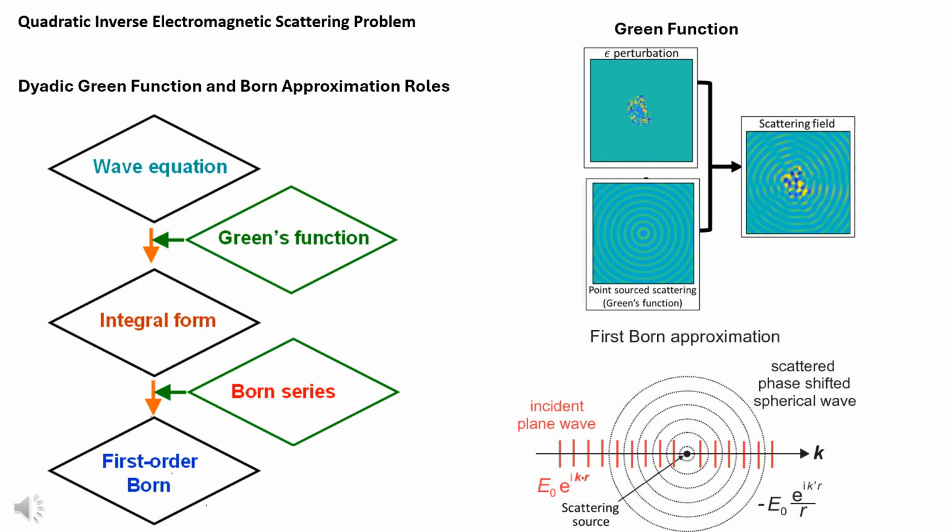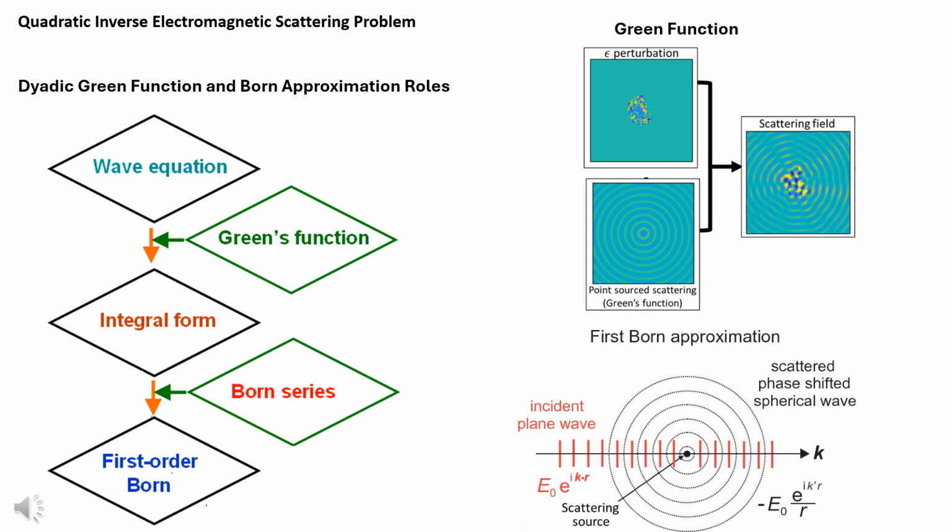In the left side, we see an incident plane wave that interacts with a scattering source. The scatterer produces a scattered spherical wave, which is phase-shifted relative to the original incident wave. This phase shift is a key characteristic of wave scattering.